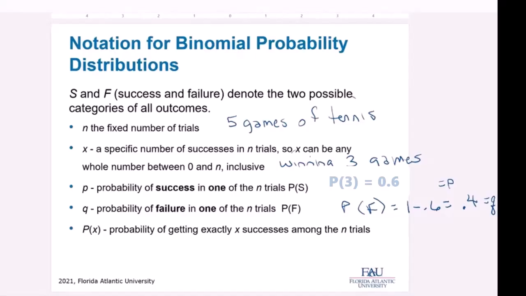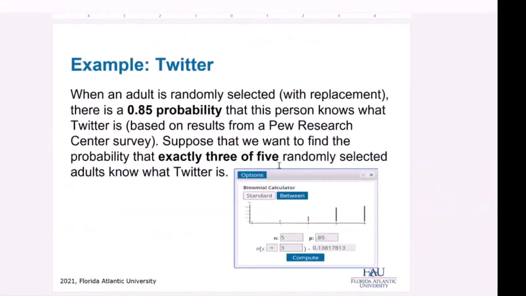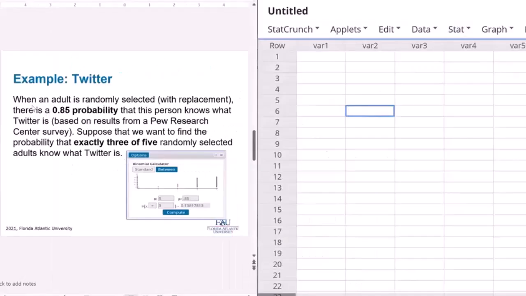And then P of X is the probability of getting exactly X successes among the N trials, the probability of 3. I'm going to show you how to do this problem and get the correct answer on StatCrunch. When an adult is randomly selected with replacement, that's very important because remember, without replacement, the probability changes, that the person knows what Twitter is based on results from a Pew Research Center survey. Suppose that we want to find the probability that exactly 3 of 5 randomly selected adults know what Twitter is.